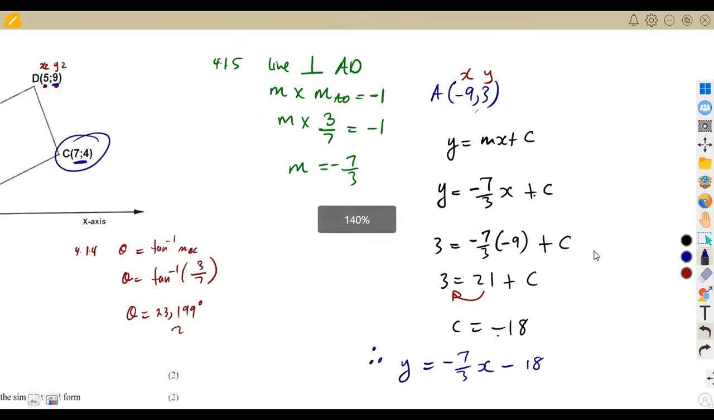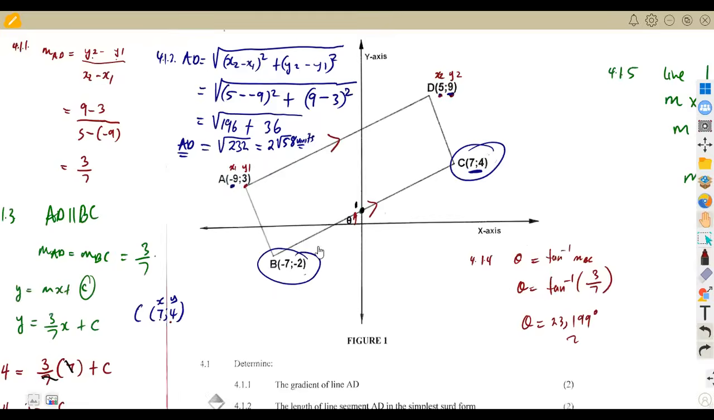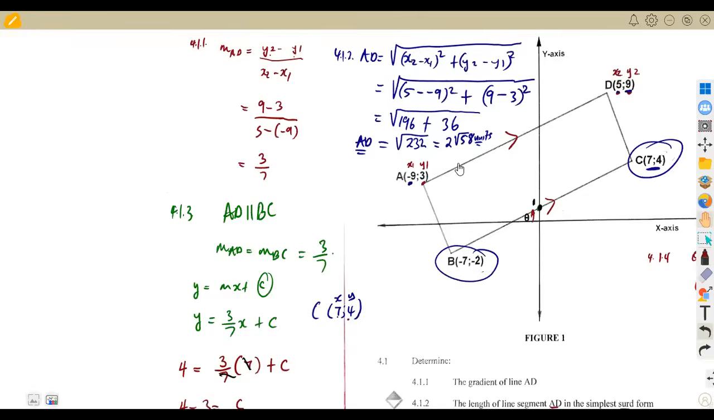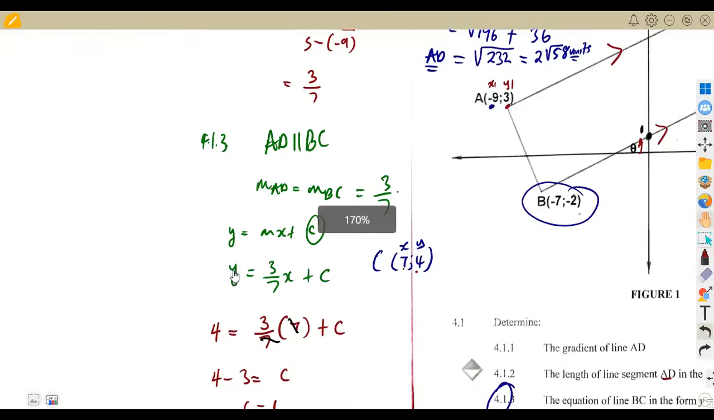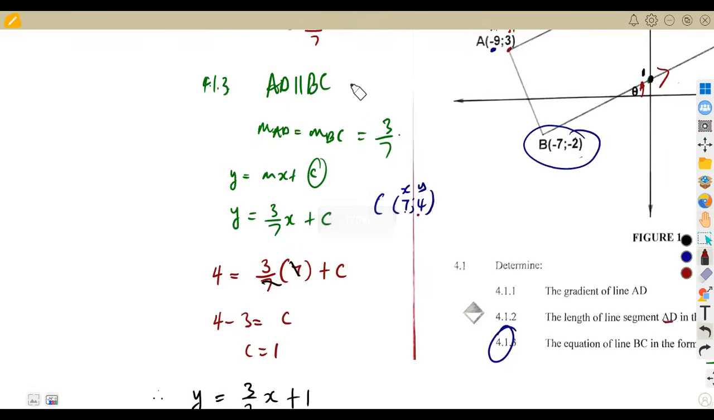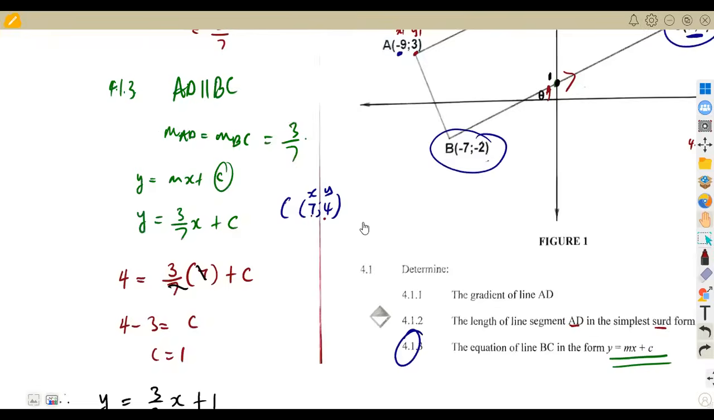If they say it's parallel to, it means we are going to take the same gradient. But for perpendicular lines, the product of their gradients should give us -1. If the two lines are parallel, like the last part that we talked about, they have equal gradients. We're going to equate the gradients. That is what you simply need to understand.